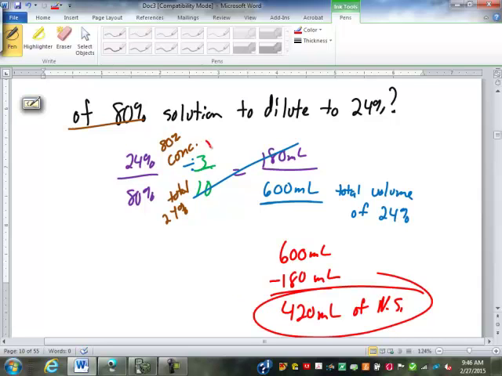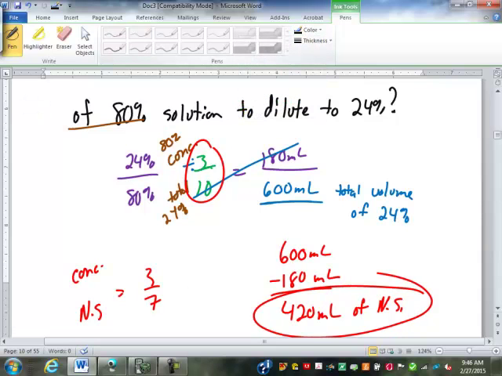Or we could have adjusted. We have the dilution of 3 to 10. If it's a 3 to 10 ratio of concentrate to total, the ratio of concentrate to saline would have been 3 to 7, and we could have done the proportion that way.